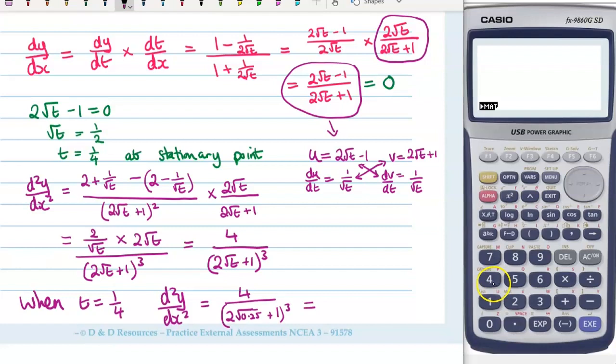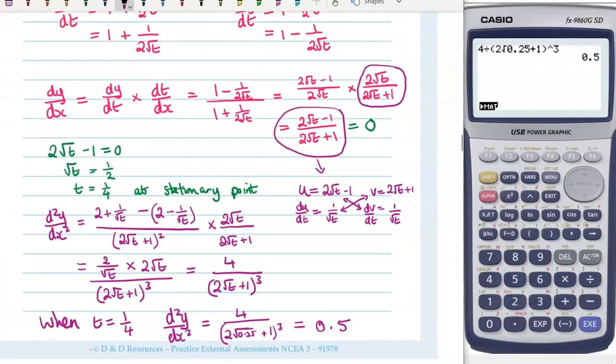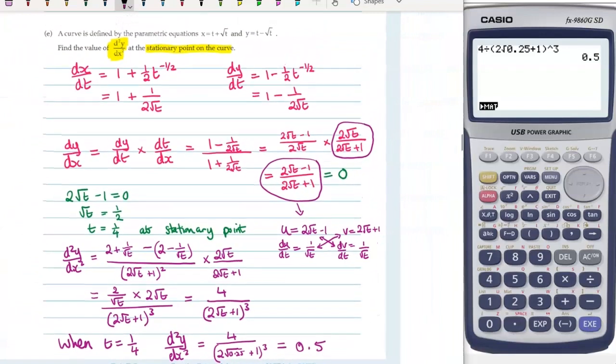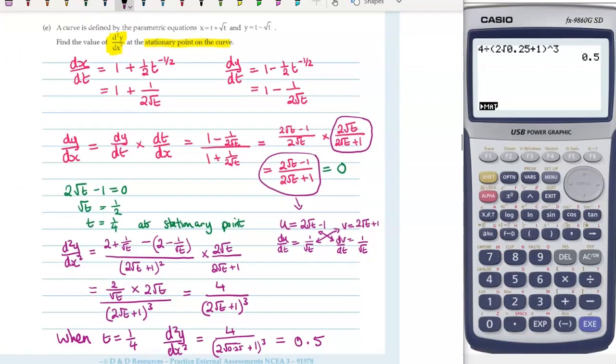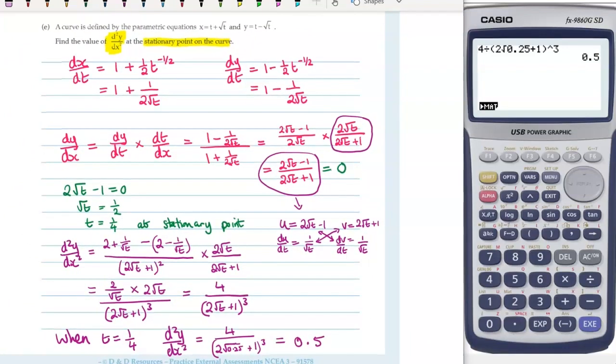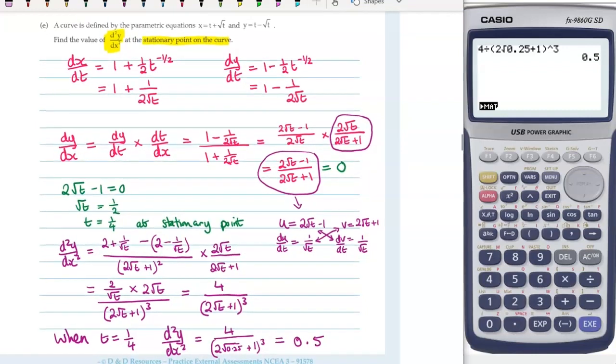Okay, let's work that out. So 4 divided by 2 times the square root of 0.25 plus 1 to the power of 3 equals 0.5. Okay, let's get that all on one page for you so you can see the full solution all together. There we go. So the value of the second derivative at that point is 0.5.